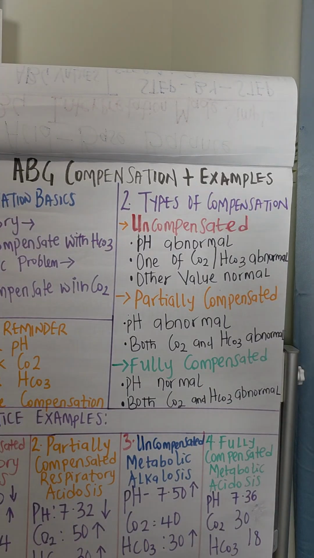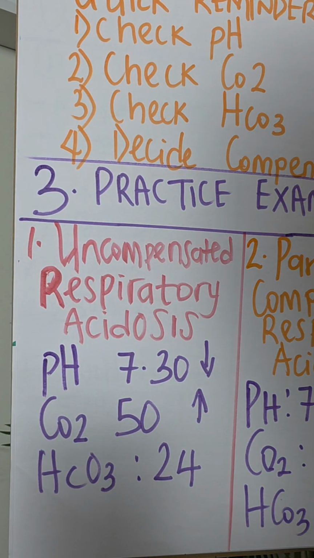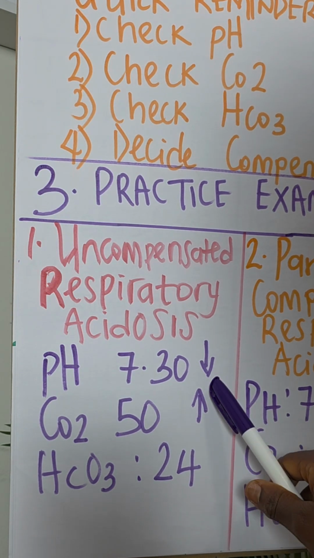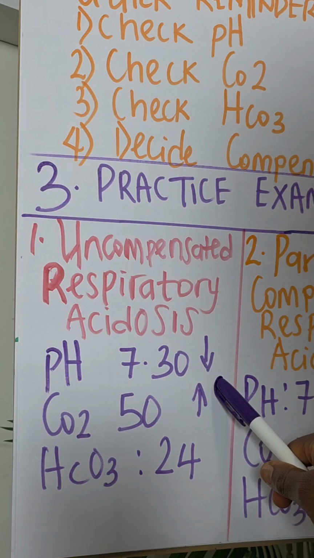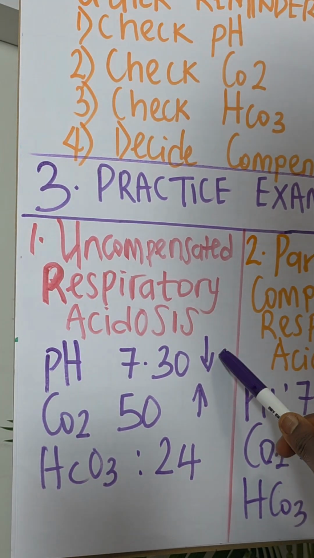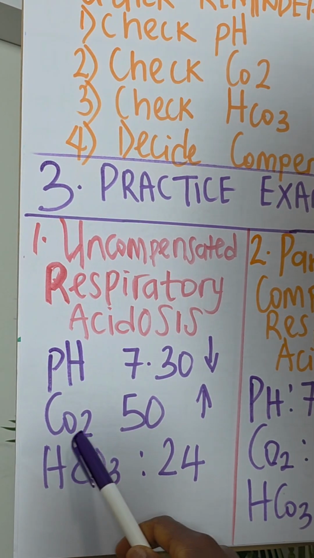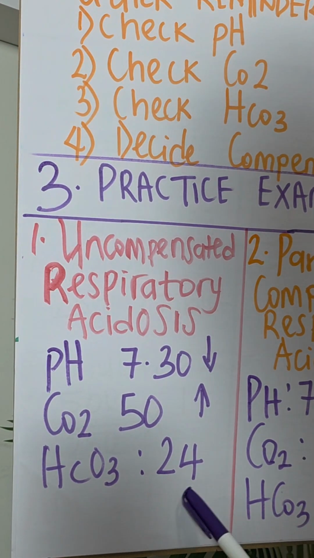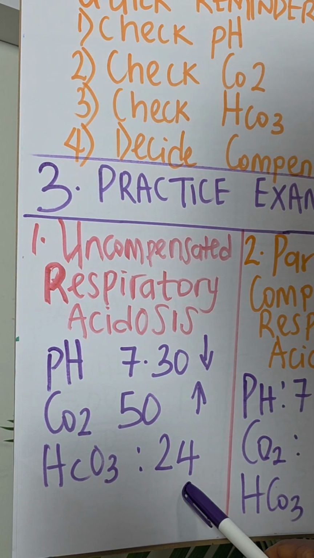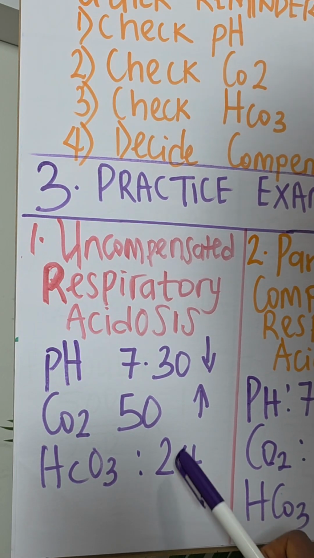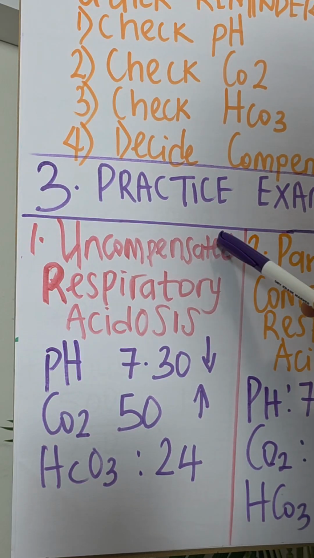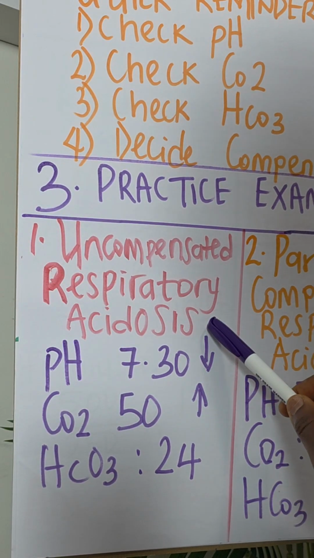Let's take practice examples. Now that we've learned the 3 types of compensation, let's practice together. For the first one, our pH is 7.30. That is below the normal range, and this patient is acidotic. Now look at the CO2. The CO2 is 50, which is high. The bicarbonate is 24, which is within the normal range. That means the kidneys haven't started to compensate yet. So this is uncompensated respiratory acidosis.